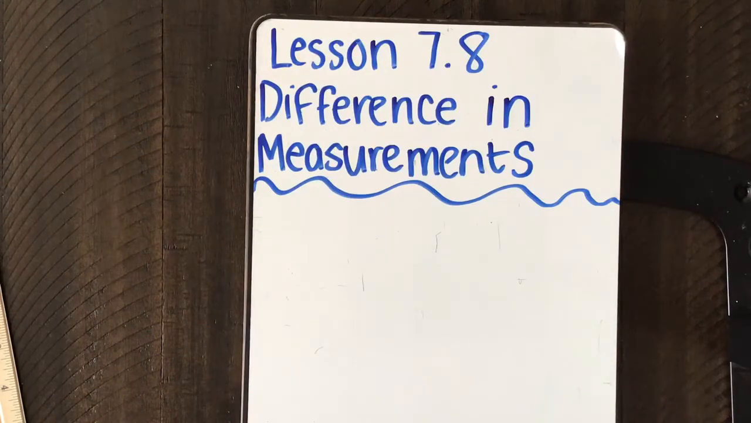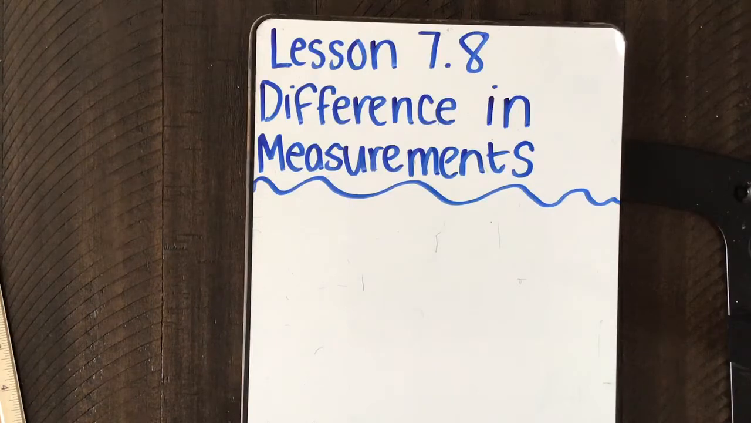So sometimes when we're measuring, we might want to find the difference. And we know that the word difference always means to subtract. What does the word difference mean? It always means to subtract. So when we're trying to find the difference in measurements, that means we're going to be using subtraction.